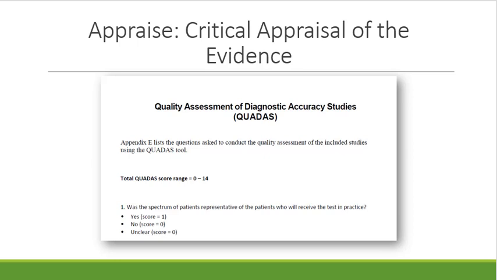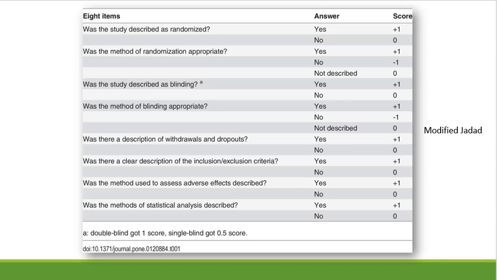Next, appraise, so critical appraisal of the evidence. There are different tools that are out there that can help us appraise the quality of a particular study, help us understand the strengths of it and the limitations. So for example, what's illustrated here is a portion of the QUADAS, the Quality Assessment of Diagnostic Accuracy Studies. There's also things like this. This is the modified JADAD. I believe that's how it's pronounced. This is looking at a scoring system for therapeutic interventions.